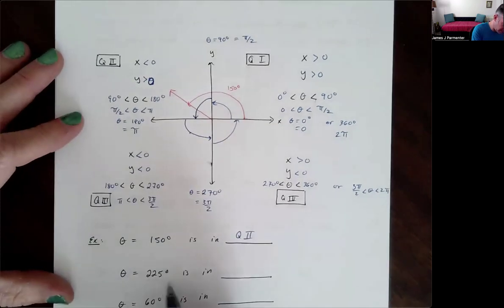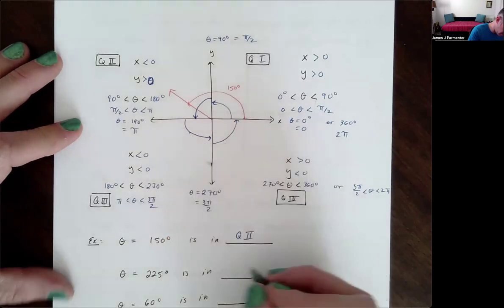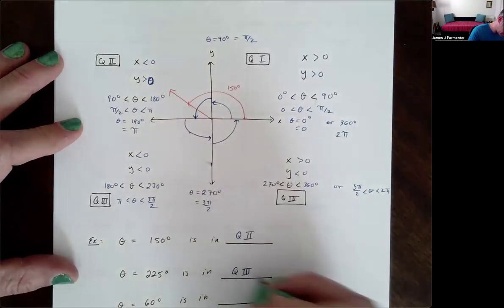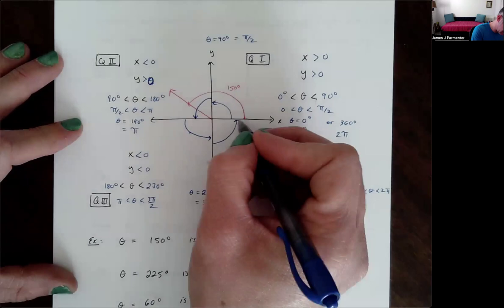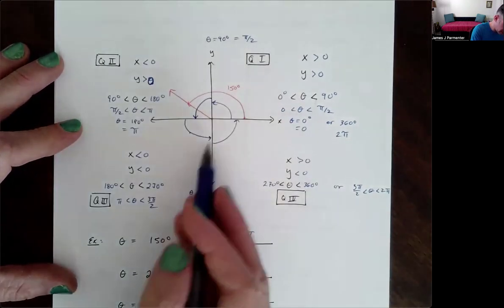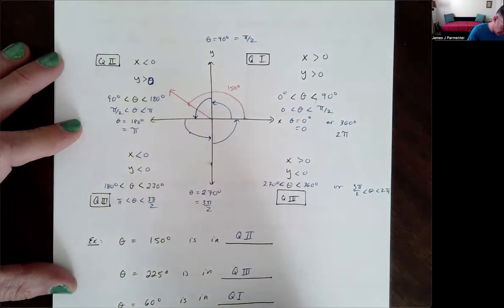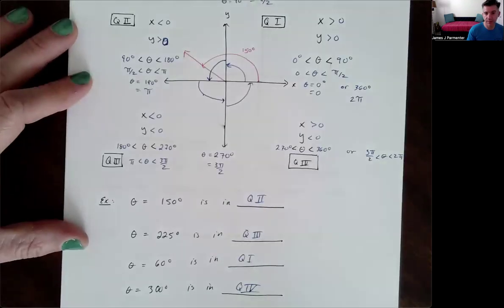Similarly, 225 degrees is bigger than 180, but not as big as 270, so it's going to be in quadrant 3. 60 degrees is between 0 degrees and 90 degrees, so that's going to be in quadrant 1. 300 degrees is more than 270, but less than 360, so it's going to be in quadrant 4. So that's kind of the idea.